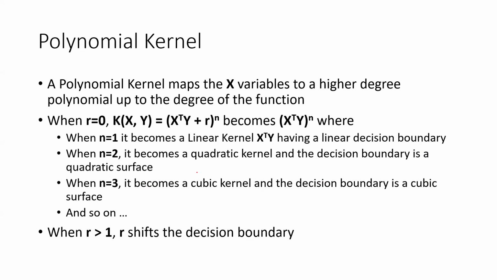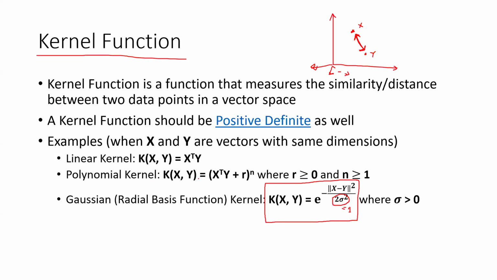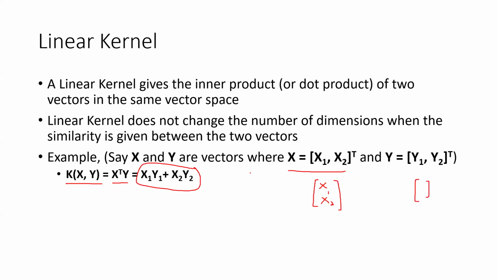Unlike the linear kernel, the polynomial kernel has higher degrees, up to the degree of the function, which means this n value. For example, if r is 0, so if you can't remember this value, I'm talking about this value. This is the polynomial kernel. This r is a scalar value, and n is a number.